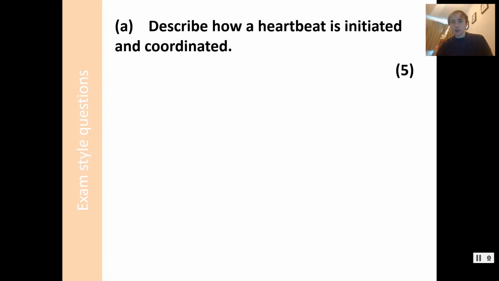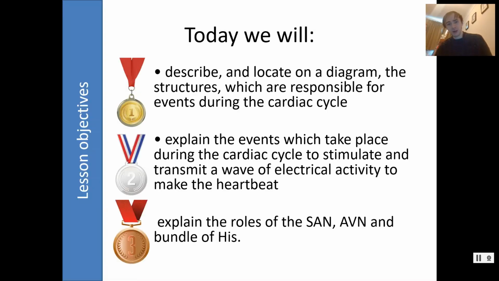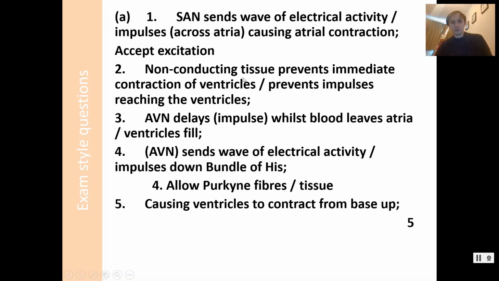So, answers. Basically, I want to run through what we've just talked about. SAN sends a wave of electrical activity across the atria, causing atrial contraction. 1 mark. You'll note it says SAN; you can use sinoatrial node, you can call it SAN, it doesn't matter. Non-conducting tissue prevents immediate contraction of the ventricles. You could call it fatty tissue, you could call it fibrous tissue. AVN delays the impulse while blood leaves the atria and the ventricles fill. Fine. The AVN sends a wave of electrical activity down the bundle of His. You could also say the Purkinje fibers there.